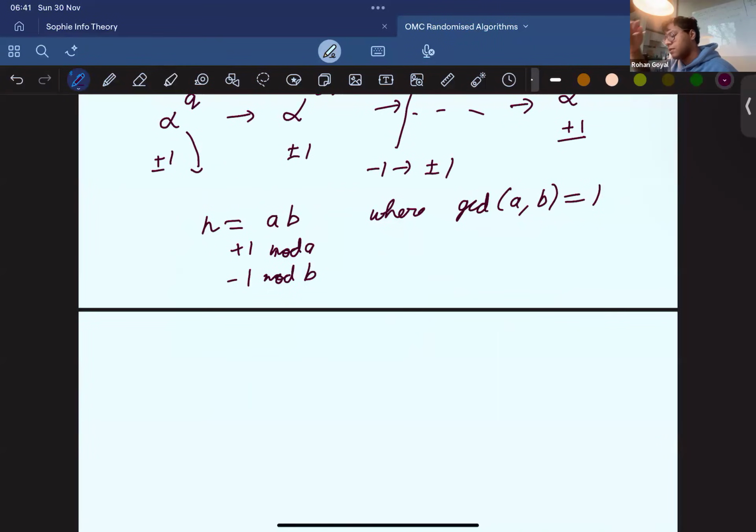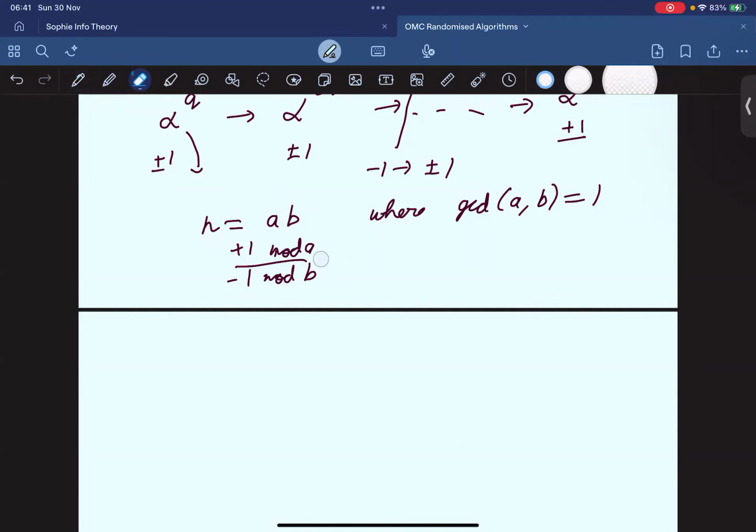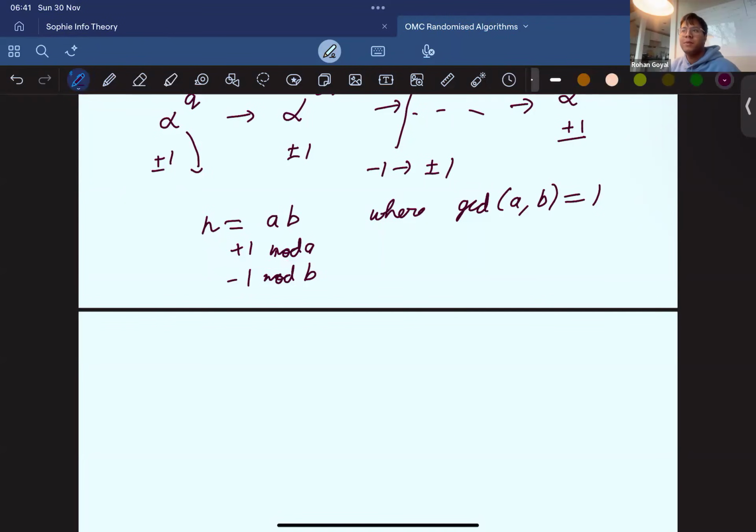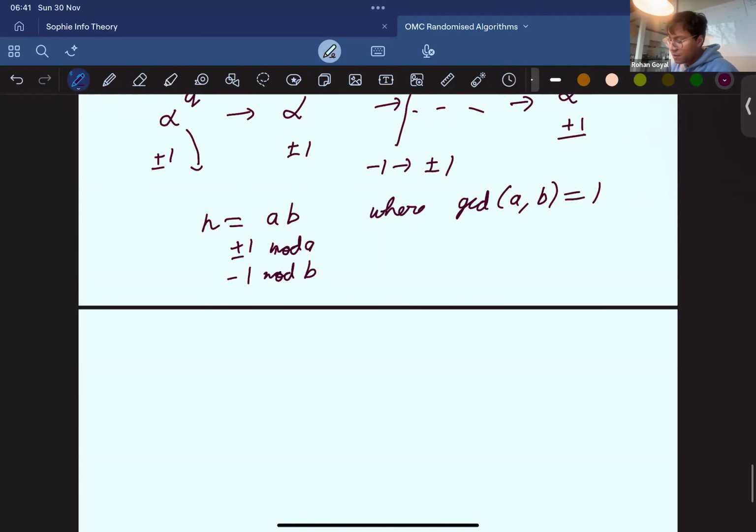So let's consider n is AB, and consider the number which is +1 mod A and -1 mod B. There exists such a number, right? Yes, by CRT. So when you square this number, you get 1 mod AB, because the resulting number is 1 mod A and 1 mod B. Similarly, you could have done any combination of pluses and minuses, and all the squares will be 1.